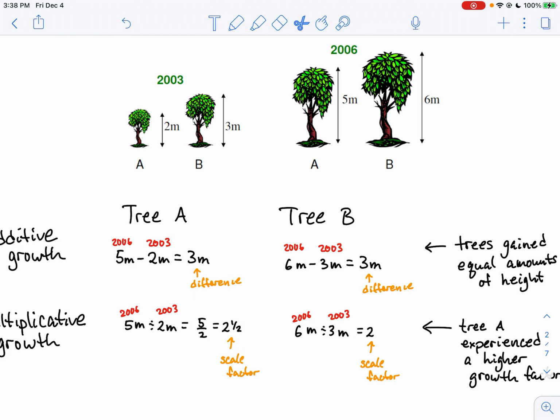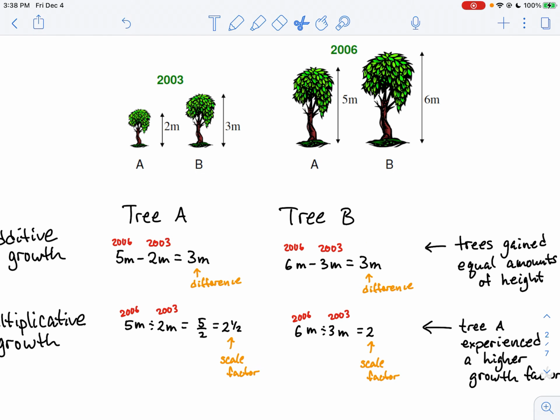Whereas tree A more than doubled in size. It was 2.5 times as large in 2006 as it was in 2003. And the language you want to say here is this times as large as. So in 2006, tree A was 2.5 times as large as it was in 2003, whereas tree B in 2006 was 2 times as large as it was in 2003. You should not be putting units on these scale factors, unlike the difference where you do want to put units on the differences.